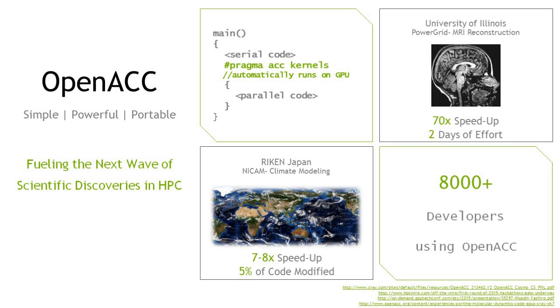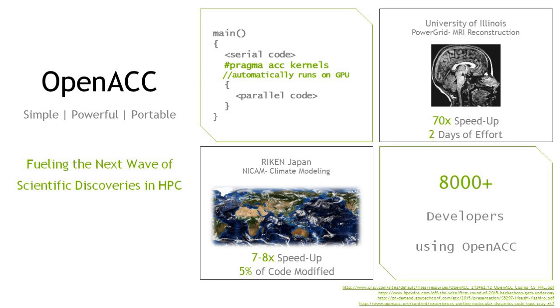We've highlighted 2 samples here. One is from the University of Illinois, doing a medical imaging program, and you can see here that in roughly 2 days of effort, they were able to get a 70x speedup using GPUs. Now, seeing a number like that, that probably means they're starting from a single core serial application and bringing it to the GPU, and so that's why you see such a large speedup.